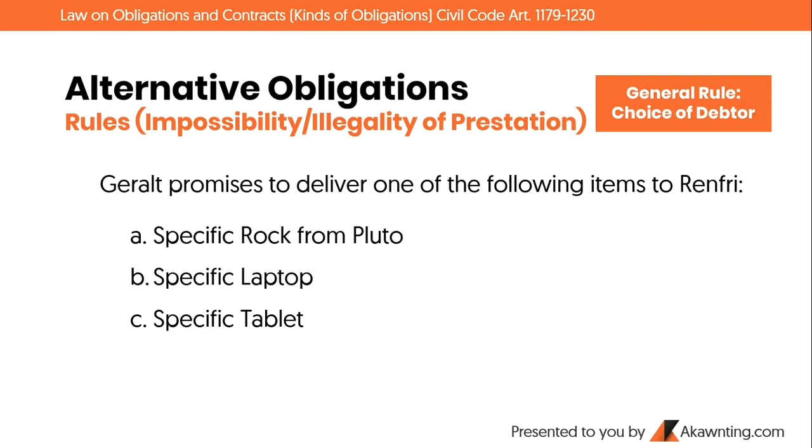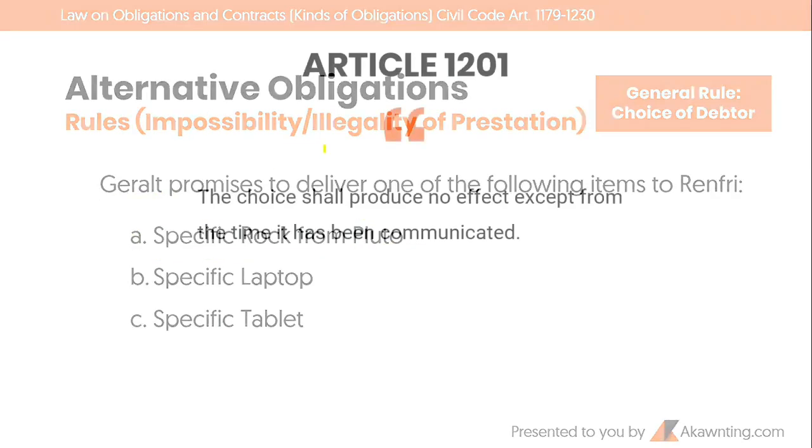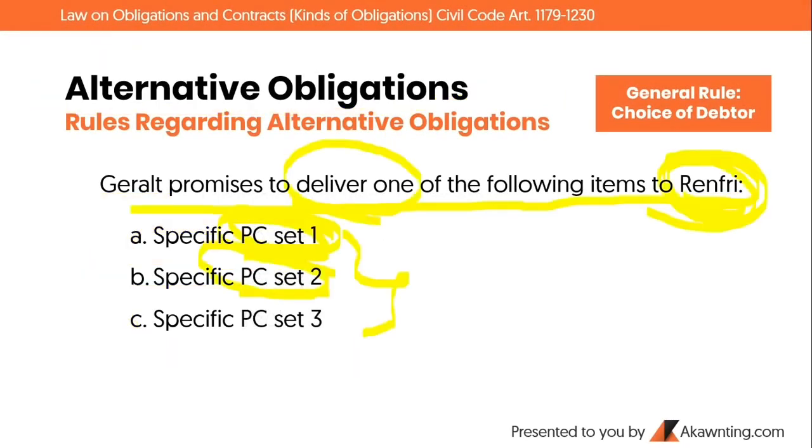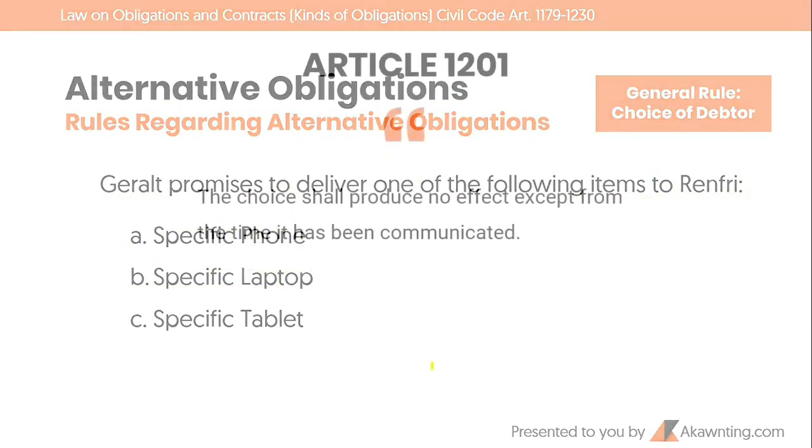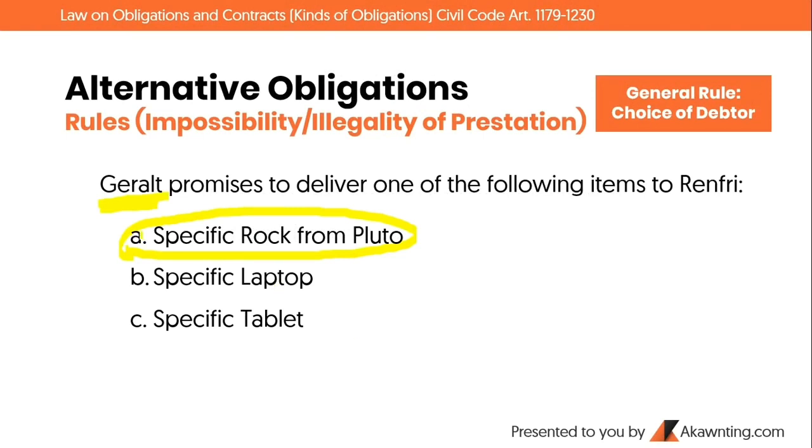So dito, Gerald promises to deliver one of the following items to rent-free. Okay? Ang mayroong right of choice as a general rule ay si debtor. Okay? So, pagpipilian niya A, B, or C. So, specific from Pluto, letter B, specific laptop, specific tablet. Okay. So, physically impossible yung letter A. So, in this case, mag-a-apply yung second paragraph ng 1200. Okay, so balikan natin yung 1200. So, ayan. Debtor shall have no right to choose those prestations which are impossible, unlawful, or which could not have been the object of the obligation. Okay. So, pag binalikan natin yun, walang right si Gerald na piliin yung letter A.